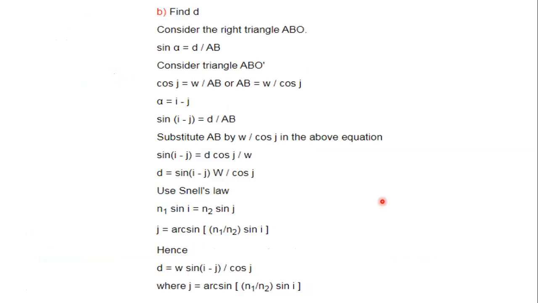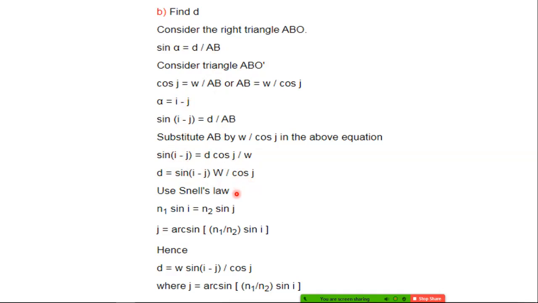Consider the right angle triangle ABO, and we can write sine alpha. Considering triangle ABO prime, we can write the angle J, and alpha is equal to I minus J. The first equation is sine alpha is equal to d by AB. Substituting the value of alpha, we can write sine (I minus J) is equal to d by AB, and AB is W divided by cos J, so d is equal to W sine (I minus J) divided by cos J.